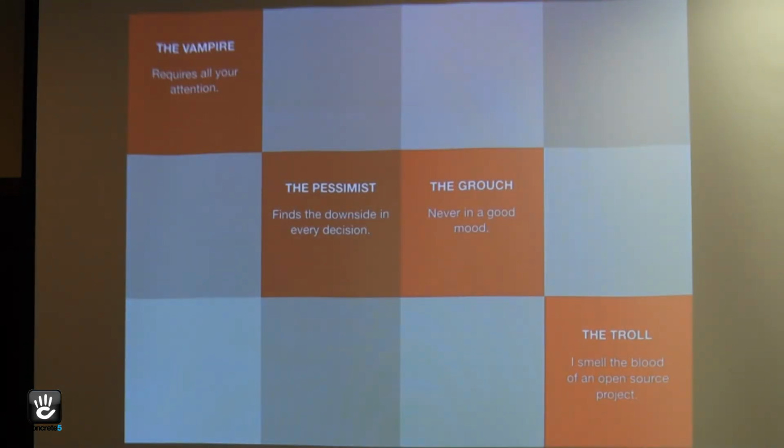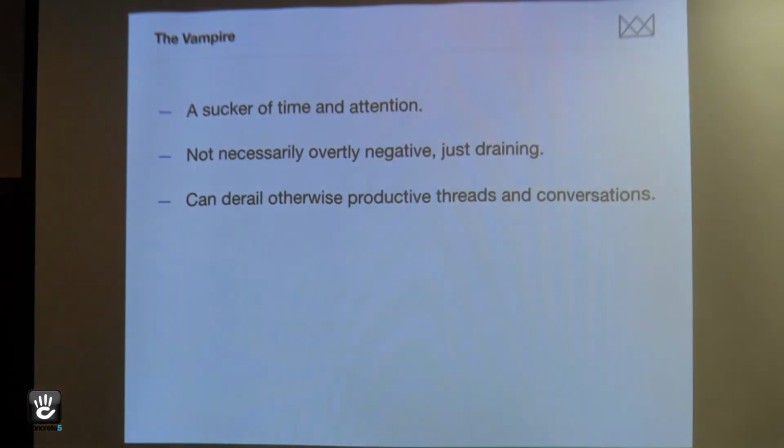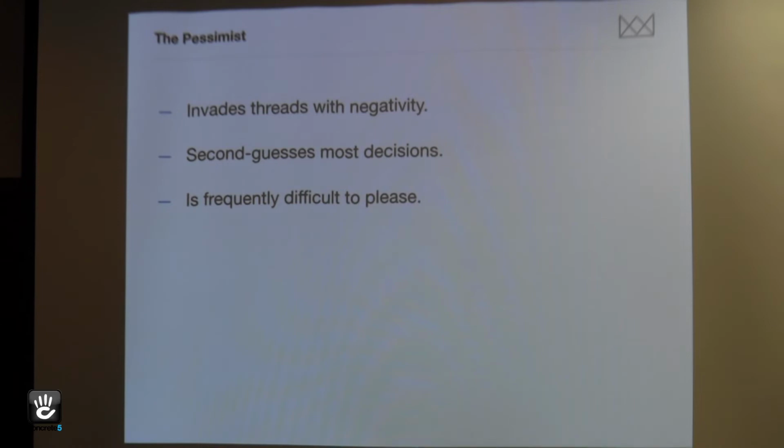And here are some of the negative types of community members. The vampire, a sucker of time and attention. I've probably been this too. This is not someone who's necessarily overtly negative. It's just someone whose requests can kind of drain you after a while. This is usually someone who is passionately involved in the community. They just need to maybe take a step back, and can derail otherwise productive threads and conversations.